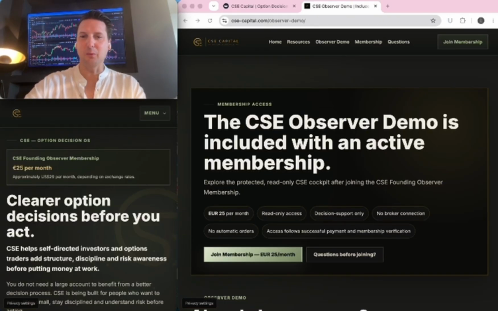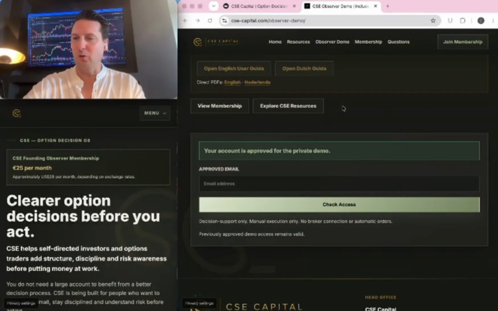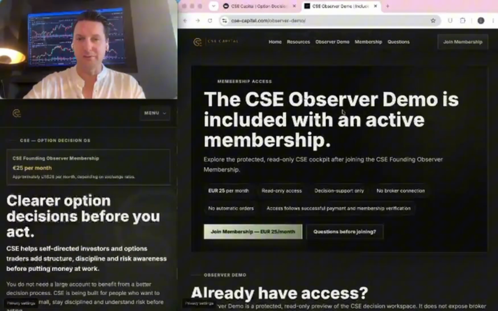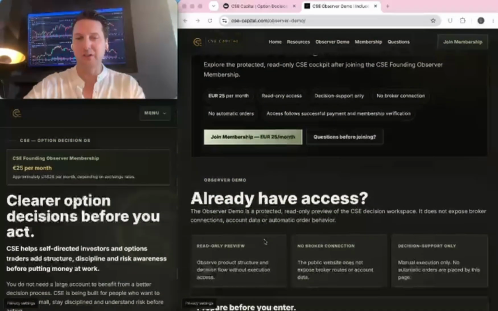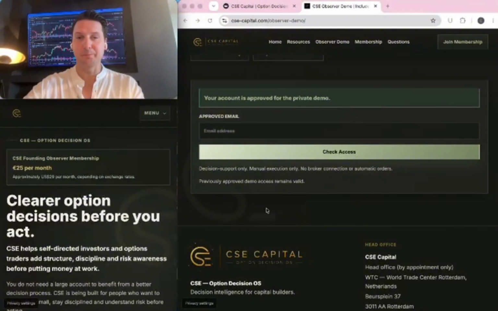As you can see, when you go to the website csestripecapital.com, you can go to the section Observer Demo, and that is where you can enter the demo. Of course, when you're not a member yet, first you need to get access through the membership page, and then when you have done the subscription, you can log in here.